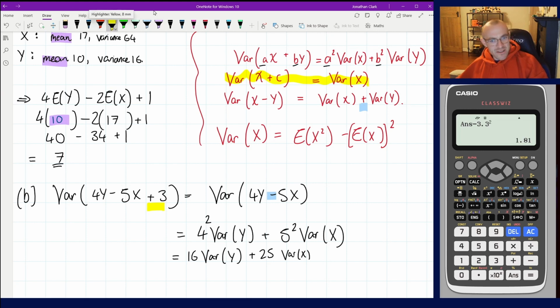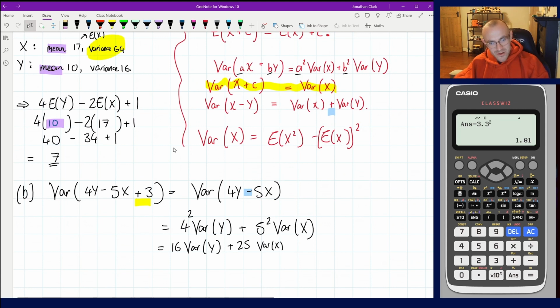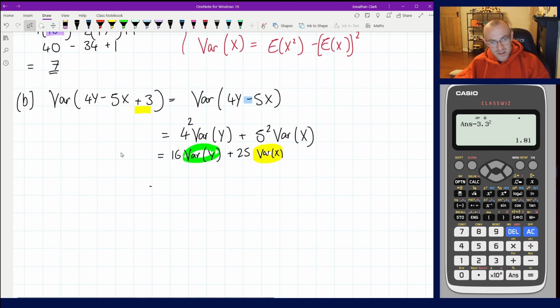Do I know the variances? Yes, I do. The variance of x, up here, it's 4. The variance of y is 16. So I'm going to replace both of those. This is going to be 16 lots of 16, 25 lots of 4. We're going to do some number work. I think it's 100 actually. Add the 256 on.